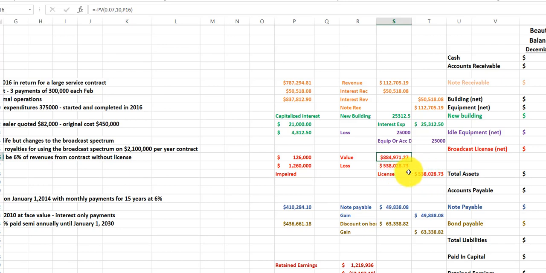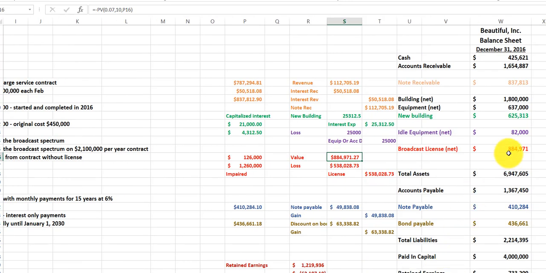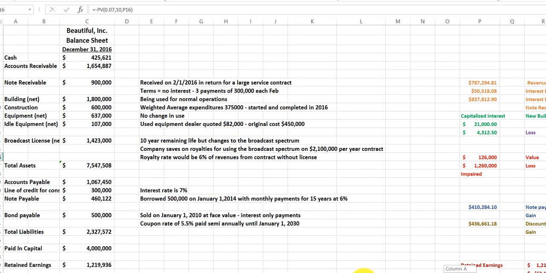We credit the license and debit the loss to get it down to its fair value. Broadcast license then just under $885,000. There's your total assets, all right, so far.